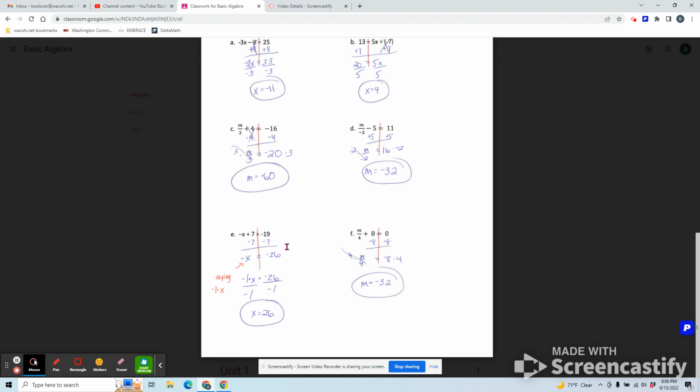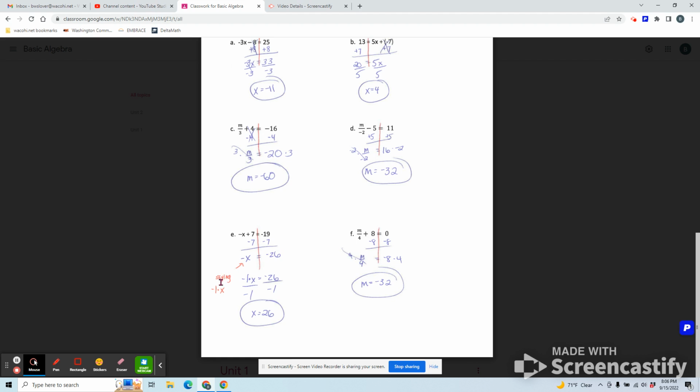And the last one I want to talk about is letter E. So negative x plus 7 equals negative 19. Your goal, once again, is to get the x term or the variable term all by itself. It means I need to subtract 7. I'm currently adding 7. This is addition. To undo addition, I need to subtract. So I'm going to subtract 7 from both sides. 7 minus 7 becomes 0. Negative x drops straight down. Now this is negative 19 minus 7. So that becomes negative 26.